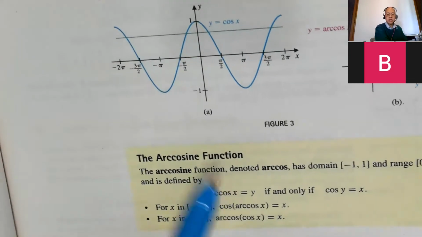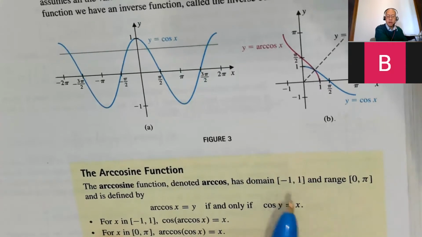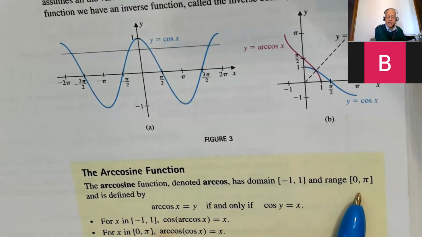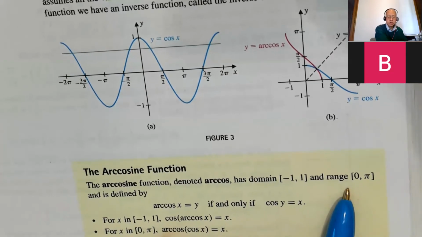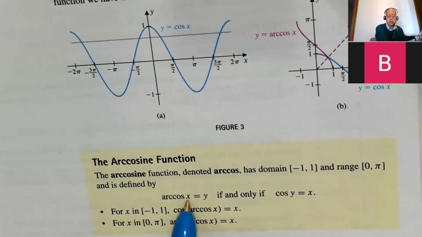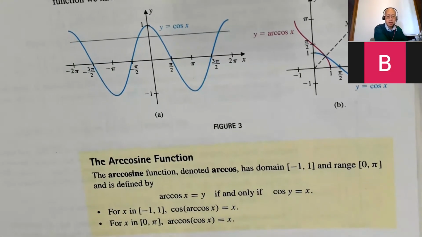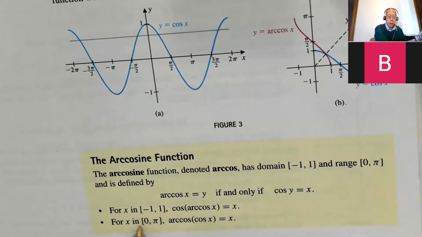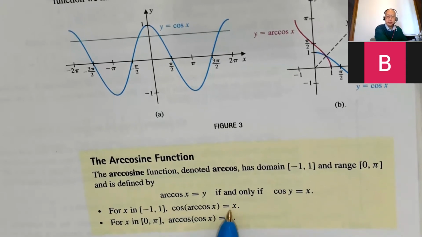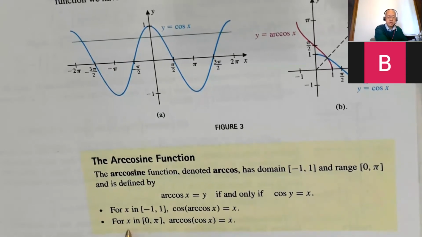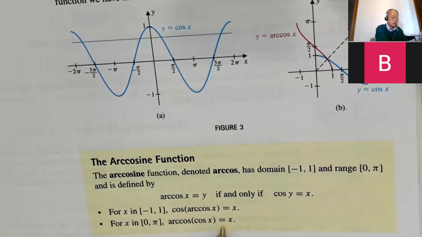So for the arc cosine function or inverse cosine, the domain is negative 1 to 1. The range is 0 to pi. You're looking for an angle between 0 and pi for the arc cosine function. Okay, so arc cosine or inverse cosine of x equals y means the same thing as cosine y equals x, provided these hold. If x is between negative 1 and 1, cosine of arc cosine of x is x. And if x is between 0 and pi, arc cosine of cosine x is x.